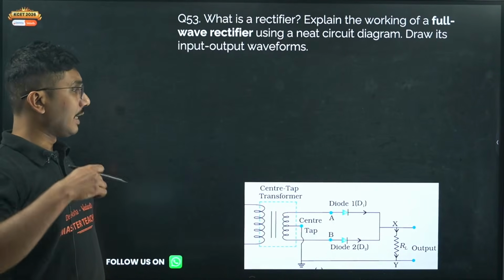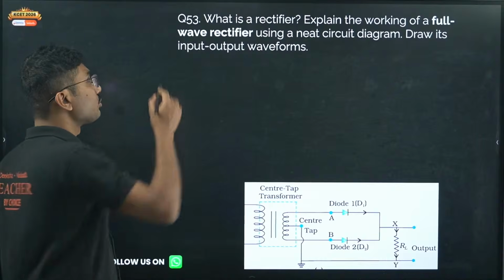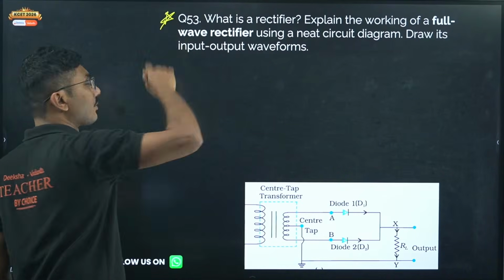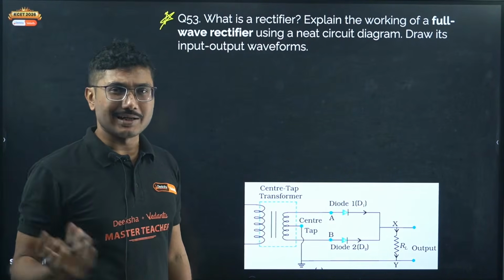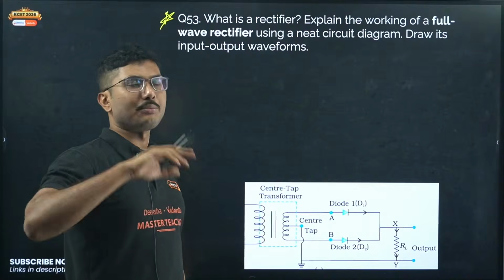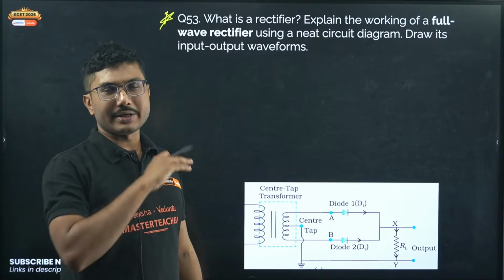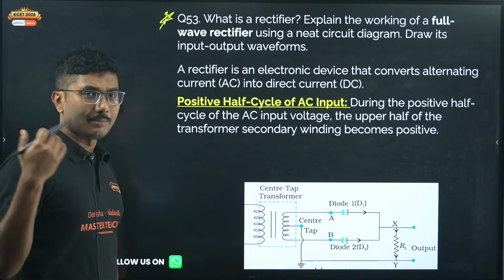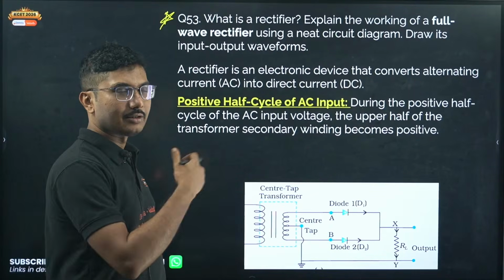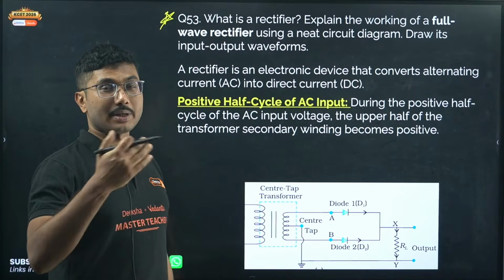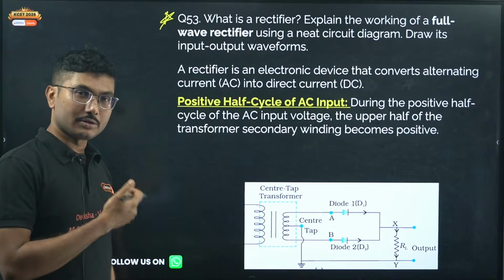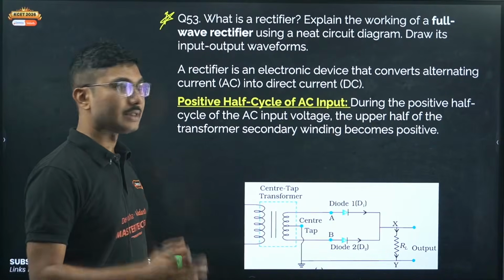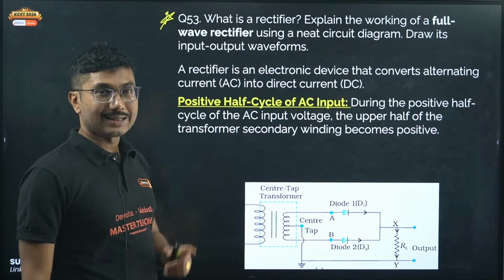Now again, the full wave rectifier, the most important question, the gem of the question. It is coming repeatedly year after year. Half wave came twice, but full wave rectifier is coming almost every year. Those who are writing multiple papers, meaning the March paper, April paper, June paper, are also getting this question repeatedly. So do practice this as well.